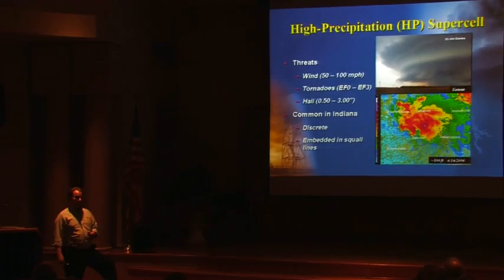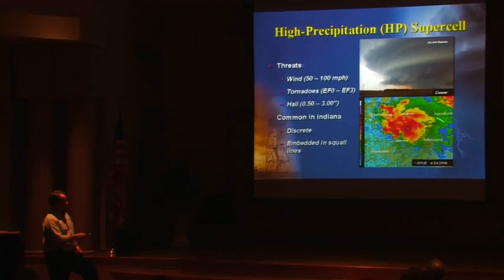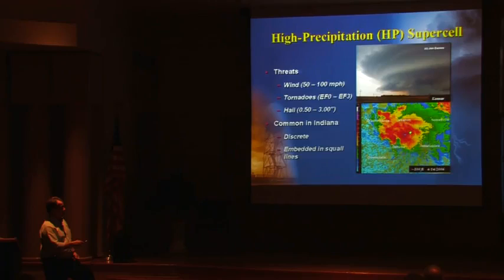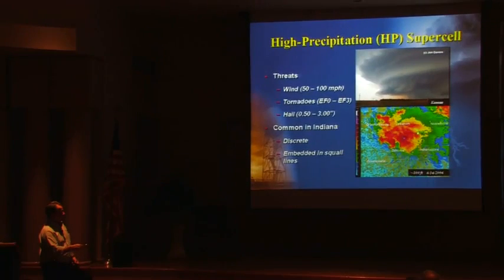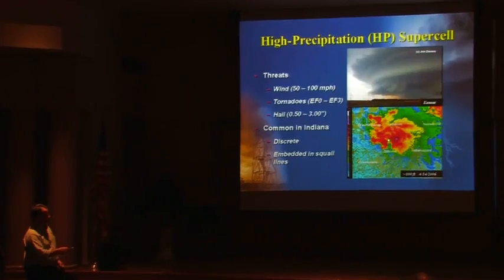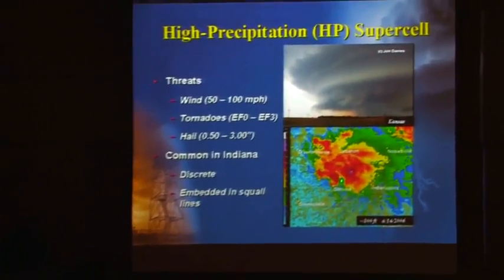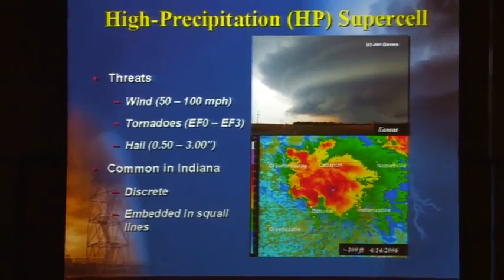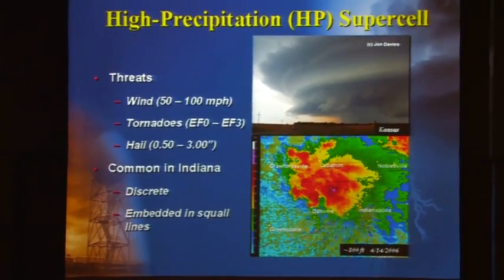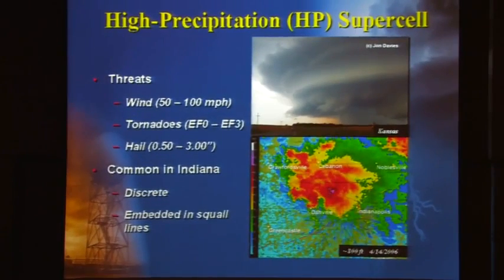A high precipitation supercell. That's what was taking place NCAA Final Four night in Indianapolis back in 2006. This is the forward flank downdraft precipitation area. This green notch here is the inflow notch to the forward side of the hook echo, which is right over here. We were fortunate that this did not produce any tornadoes, but it did produce a lot of strong wind and some pretty large hail.